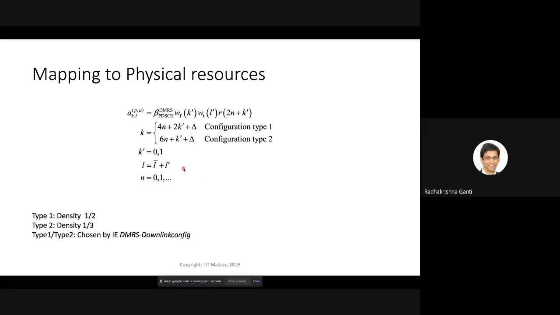What this is mapped to is given by k. So k dash and k are related by this particular equation. You can see what happens for configuration type 1, it is 4n, plus, and for configuration type 2, it is 6n. I want you to see the examples, it will become very, very clear. Let's look at this very cleanly. I will show you the slides and we can do this.